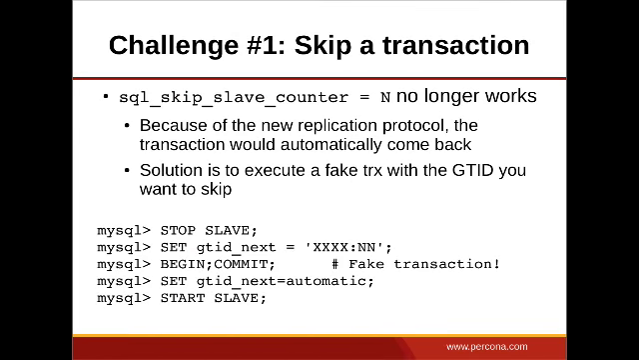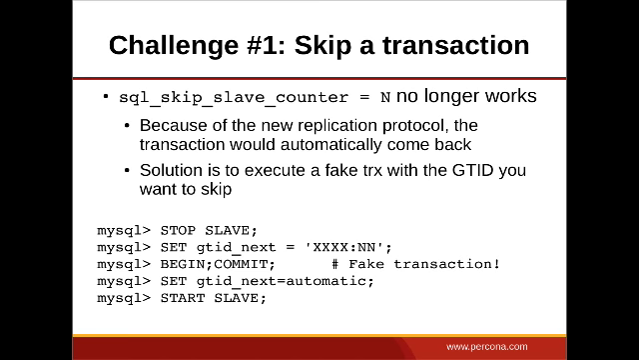The first one is how to skip a transaction. If you try to use SET GLOBAL sql_slave_skip_counter = 1, it won't work. It will throw an error. And it's a good thing that it doesn't work because of the new replication protocol. If it worked, the transaction would anyway automatically come back as soon as you restart replication, simply because, again, when you start replication, the master will send all the transactions that have not been executed. So if you say, I want to exclude that one, it won't work.